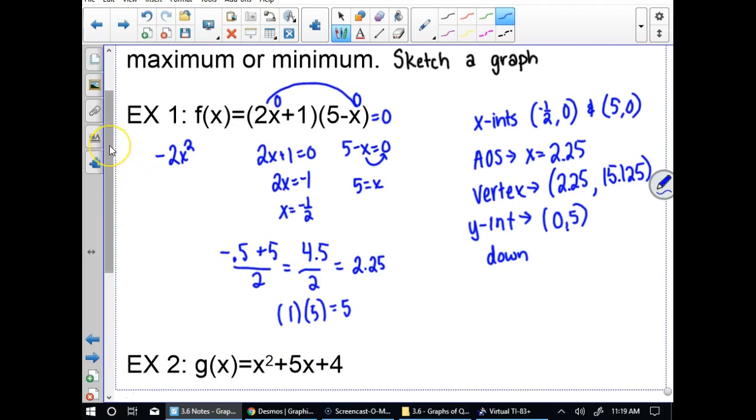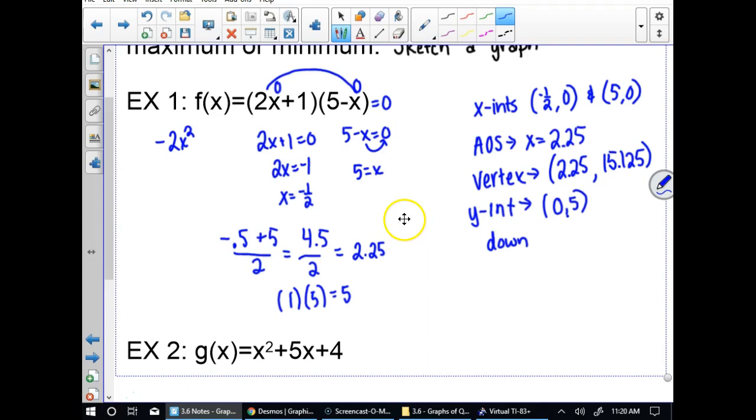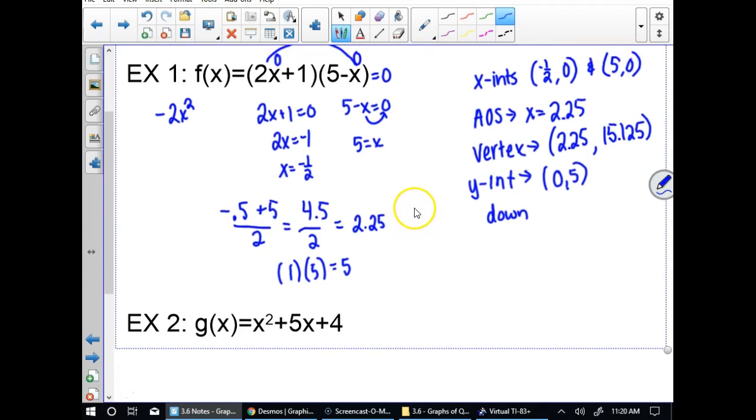You may want to do this over to the side or on the back or something. I really didn't give you a lot of room for this, but let's sketch a graph of this. When I say sketch a graph, I typically don't make you label your y-axis. Just label your points. You pretty much just want to graph these points.